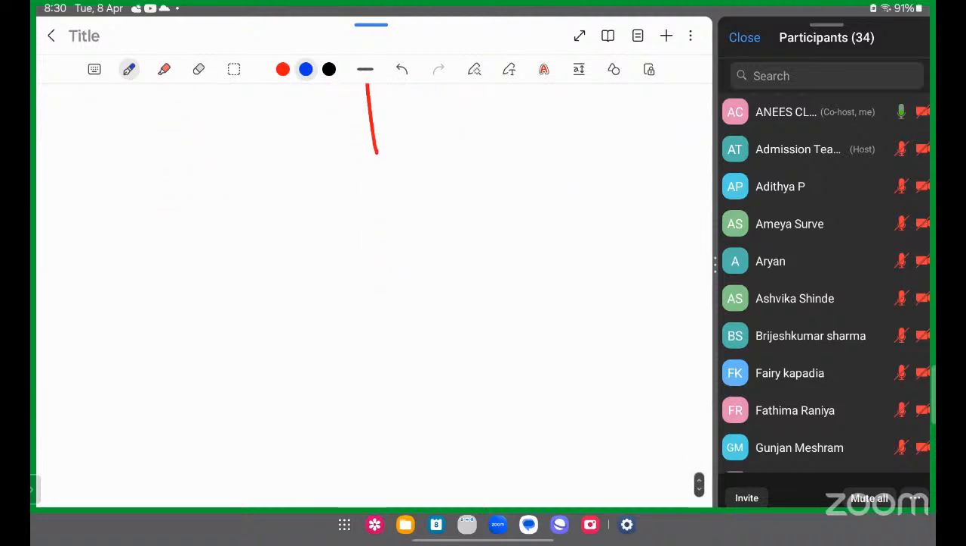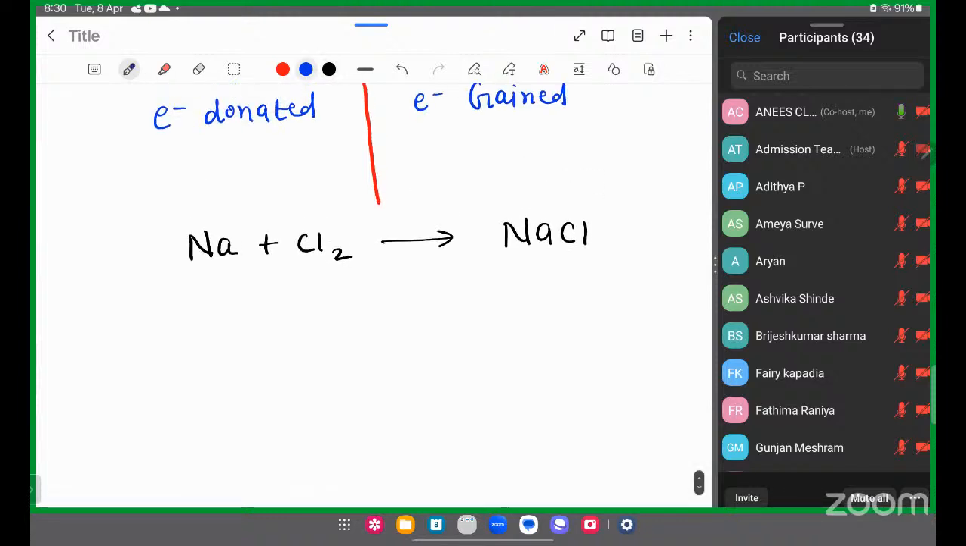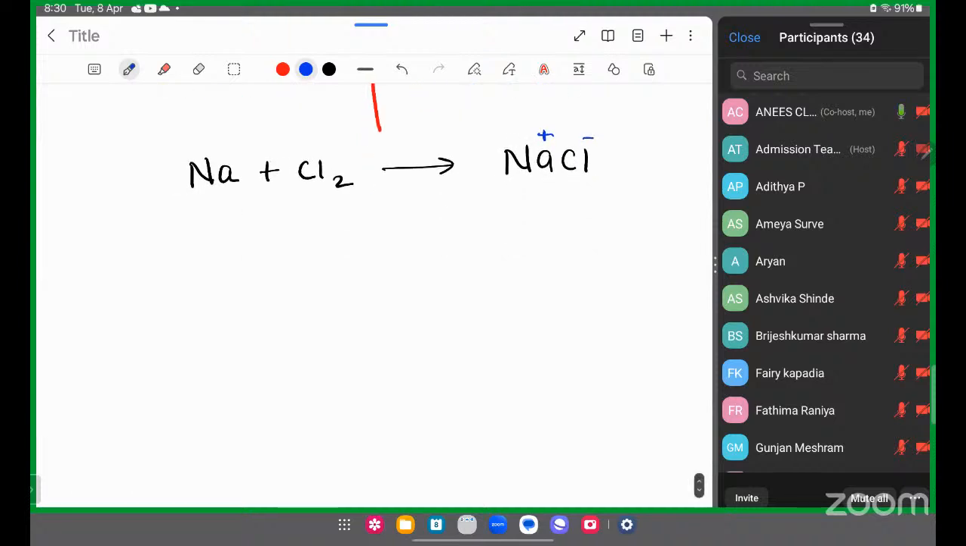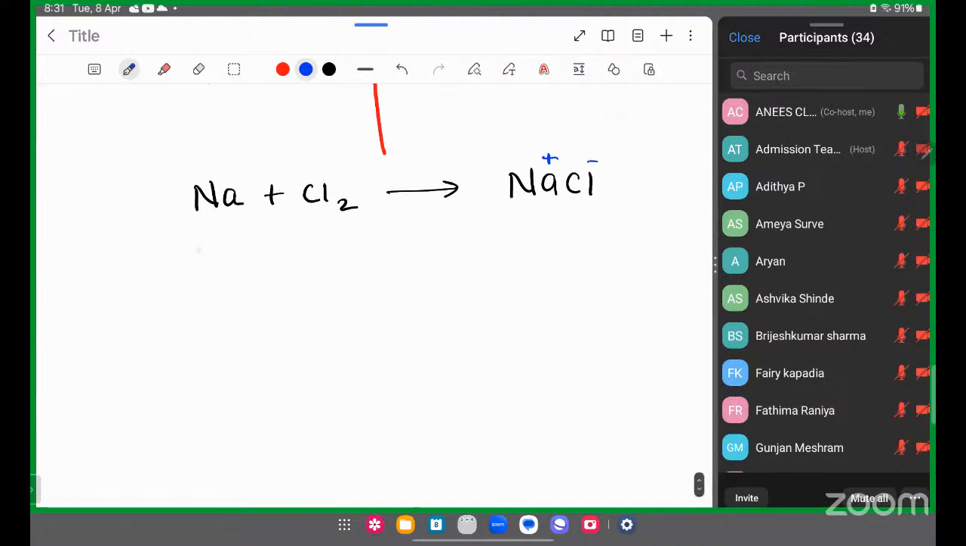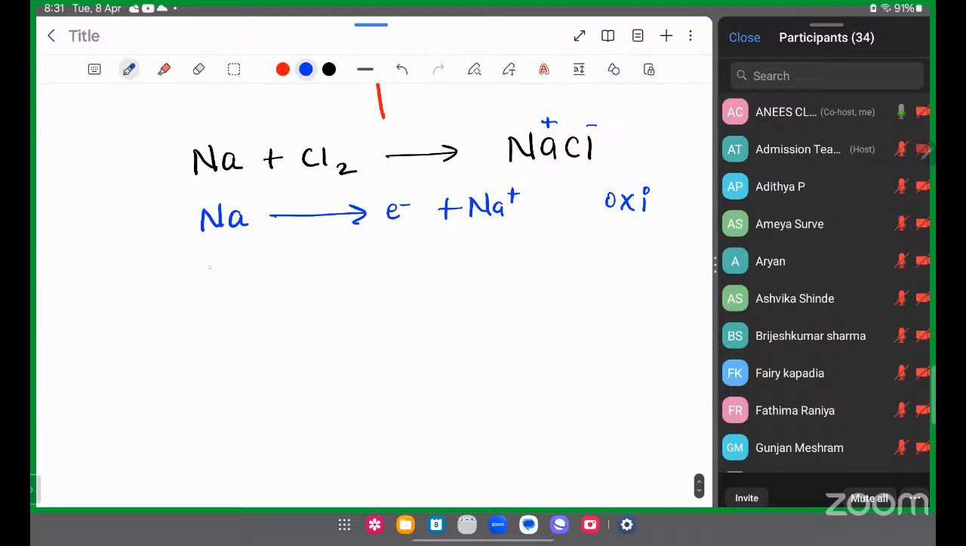For example, let's say we have a simple reaction again. Sodium Na reacts with chlorine Cl2 to give NaCl. In this reaction, you will notice that sodium chloride is formed in which Na is plus and Cl is minus. Sodium donates its electron to chlorine. So sodium loses its electron to form Na+. Sodium is donating electron, it means it will be oxidation. On the other hand, chlorine accepts this electron and forms Cl- ion. This will be reduction.